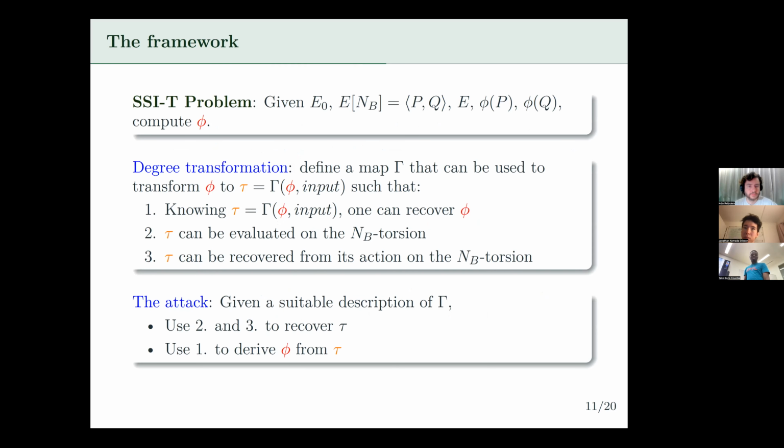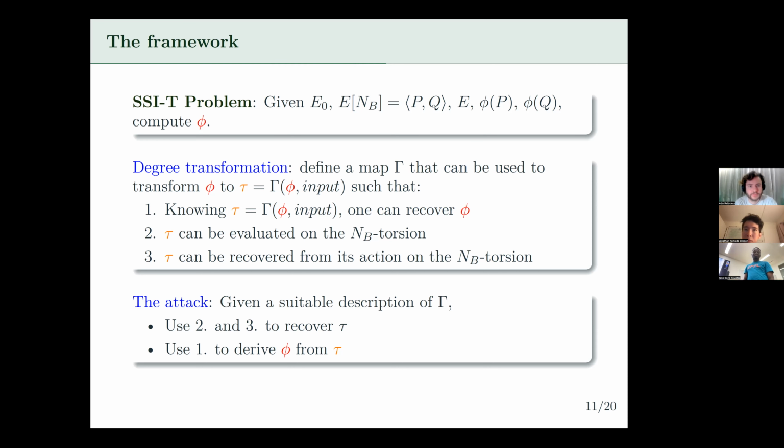So recall that here we are targeting the supersingular isogeny problem with torsion point information. The first general step that you can always identify in a classical or passive torsion point attack is a sort of degree transformation. So you have an isogeny of degree, let's say here, I think the degree will be NA, as in SIDH. If you could evaluate this isogeny on the NA torsion, then you would recover the isogeny. What you have is that you don't have the action of the isogeny on the NA torsion, but you have its action on the NB torsion.